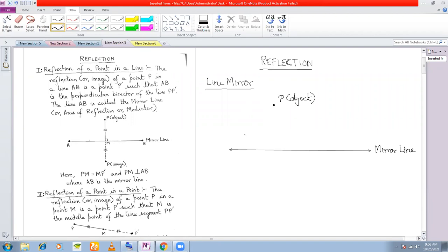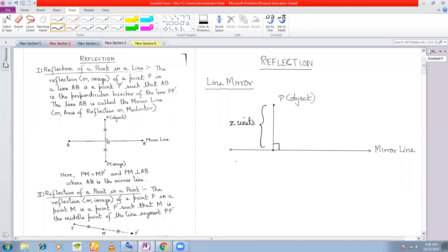And how do you reflect this point? In this, what you do is that from P on the mirror line, you draw a perpendicular. And you calculate this distance. Suppose this distance is x units.